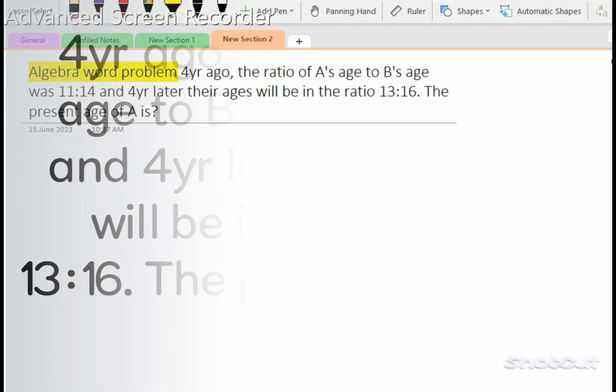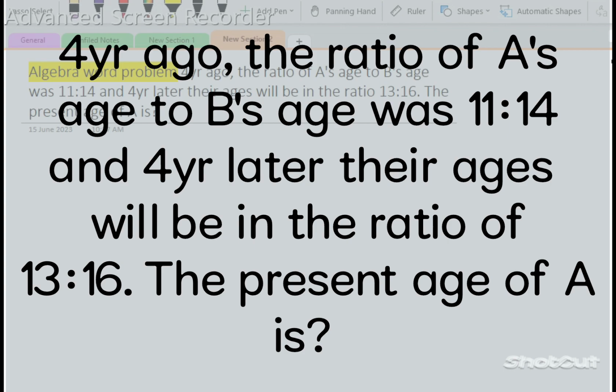Let's read the question. 4 years ago, the ratio of A's age to B's age was 11:14, and 4 years later, their ages will be in the ratio 13:16. The present age of A is.